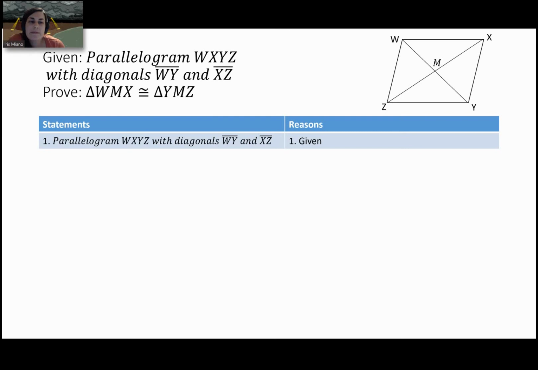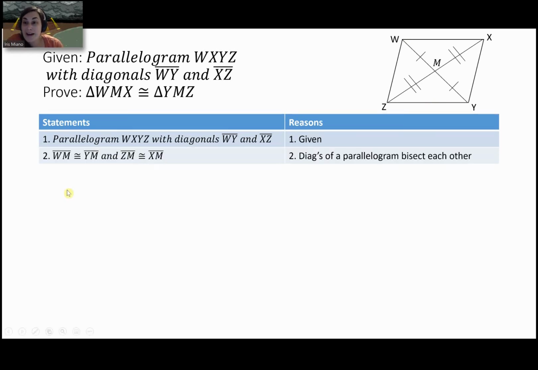Now, it seems to me like, if I know that this is a parallelogram and these are diagonals, I can say something about the line segments that are formed with the intersection of these diagonals, right? And that's going to go a long way in proving that these two triangles are congruent to each other. It's like two pairs of sides of the triangles themselves get to be connected as congruent pairs, right? Because diagonals of a parallelogram bisect each other.